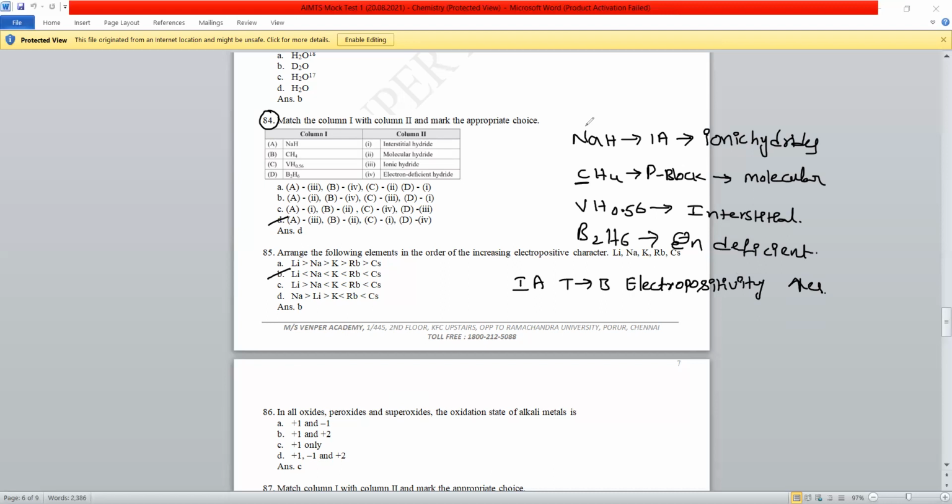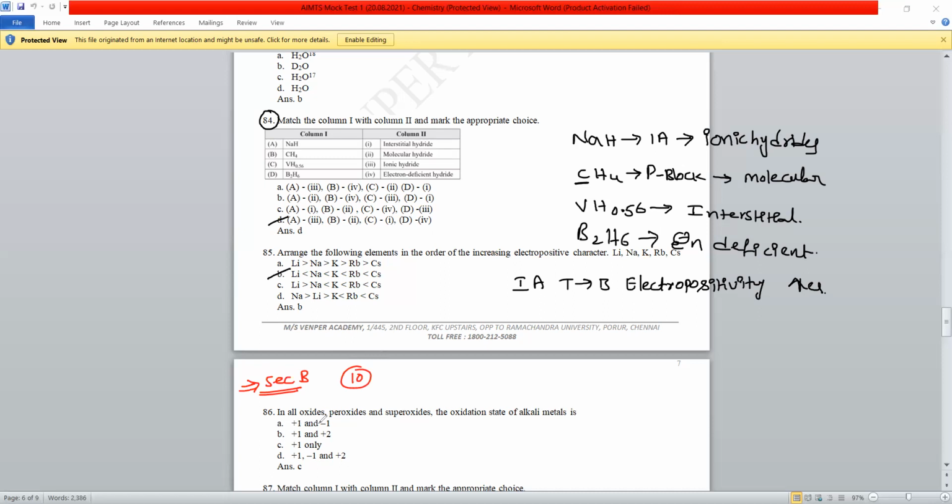Next, question number 86, students. From this onwards is section B. In section B we have 15 questions. Among the 15 questions, we have to select the answers for only 10 questions. Okay, so question number 86.